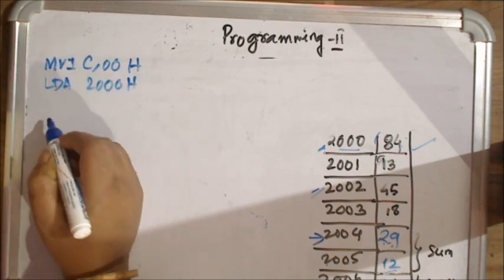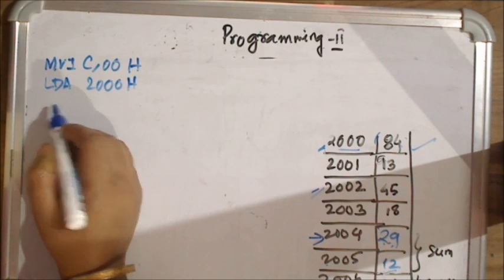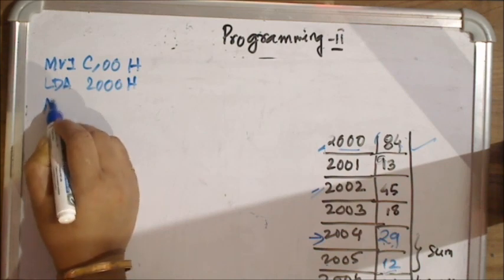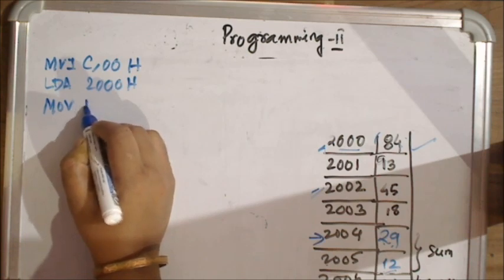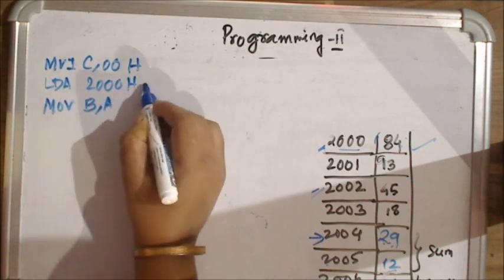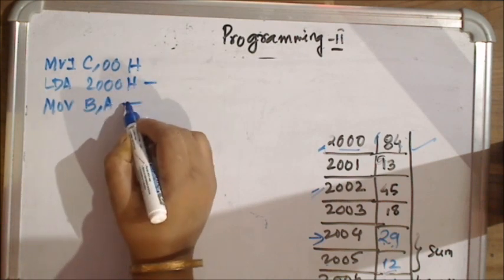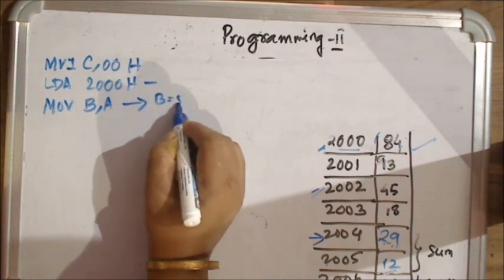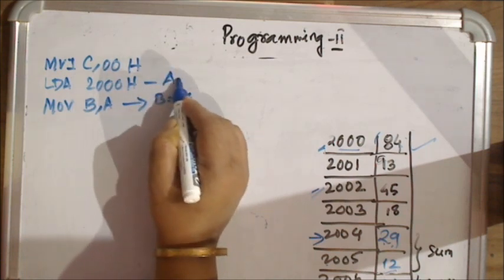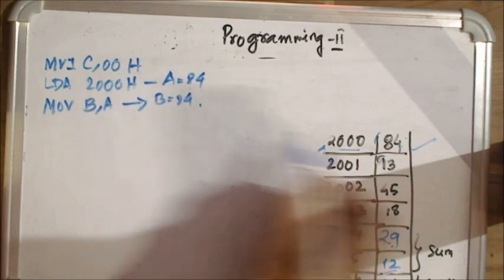2000H. Fine. Then we will move this into B, because we have to load another number into A, so we have to free the register A. So we will move this number into B. Our B is now loaded with 84. First A was loaded with 84. Now B is loaded with 84.